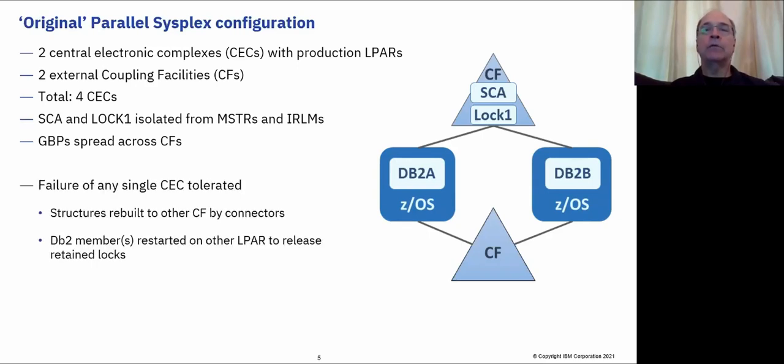So we could tolerate the failure of any single CEC. If the CEC happened to be the CF with the lock and the SCA, the two DB2s, the two IRLMs and the two master address spaces could rebuild those structures. And of course, if we lost either of the OS/390 or z/OS LPARs, we would have to restart the affected DB2 to release retained locks.